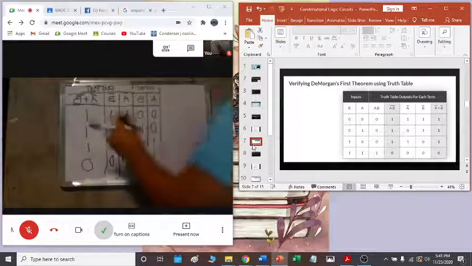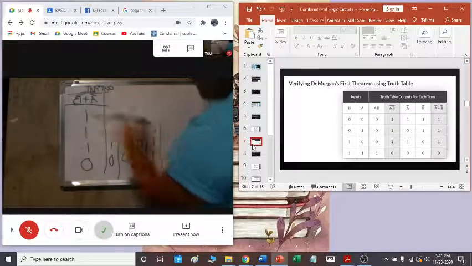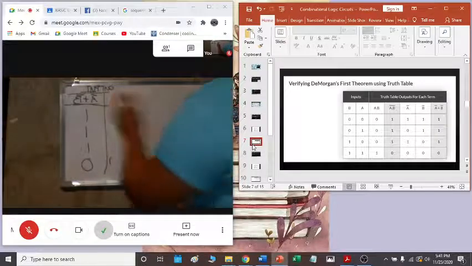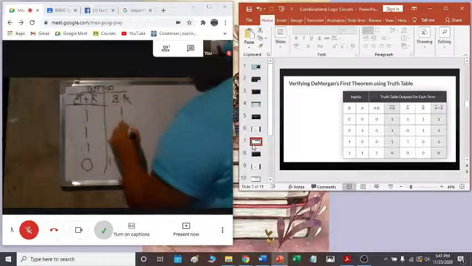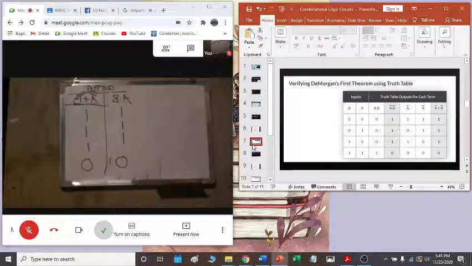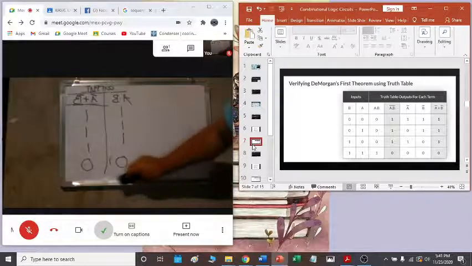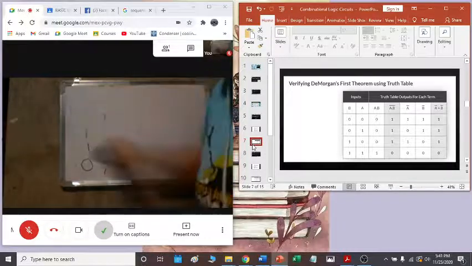Since the output of A bar plus B bar and A times B bar, or our NAND gate, are equal, remember this for our Boolean algebra or Boolean expressions.